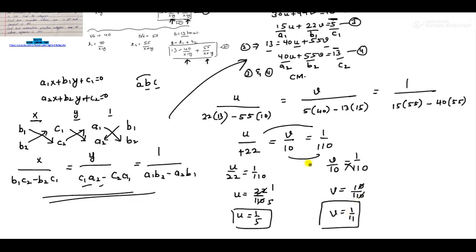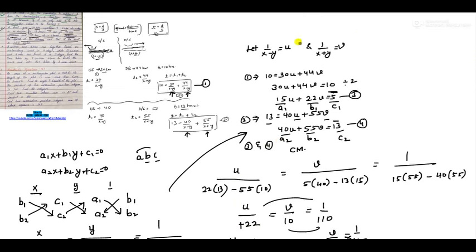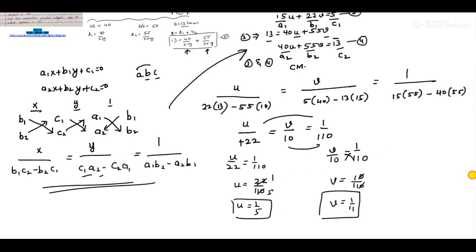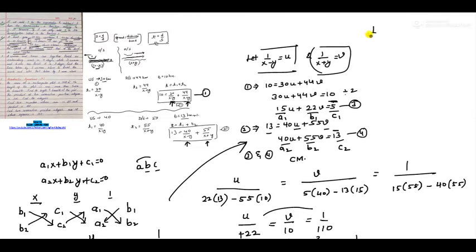Now see, we had taken u as, you can look at here, 1 by x minus y, right? And v as 1 by x plus y. You can substitute u as 1 by 5. So 1 by x minus y is equal to 1 by 5 and 1 by x plus y is equal to 1 by 11. Now again you have to do cross multiplication. X minus y is 5 and here you will get x plus y equals 11. So now you have to solve this again. Okay, you will get x and y values.